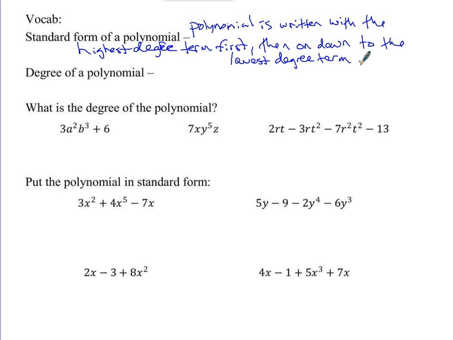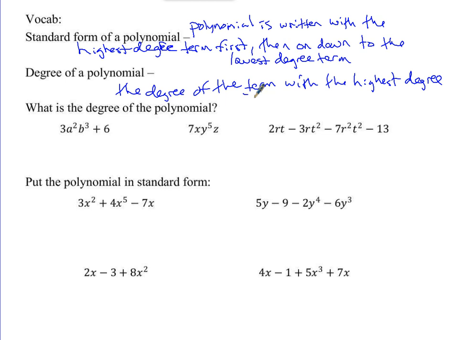So the degree of the polynomial then is the degree of the term with the highest degree. So it's the degree of the term with the highest degree. If you put it in standard form, it would be the degree of that front term, because that's the term that has the highest degree. Whatever that degree is the degree of the whole polynomial. You don't add all of it together, just term by term.